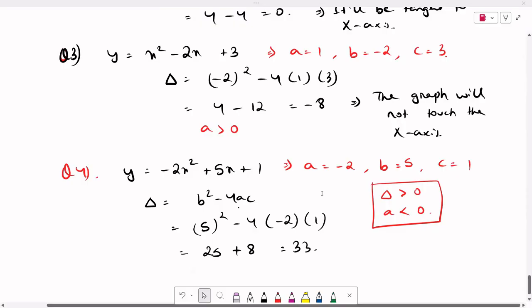In the next video, we'll be talking about how we can find a quadratic from its graph. We will be given a graph and we'll try to find the equation of the quadratic function using it.